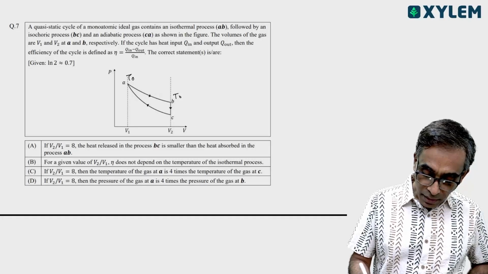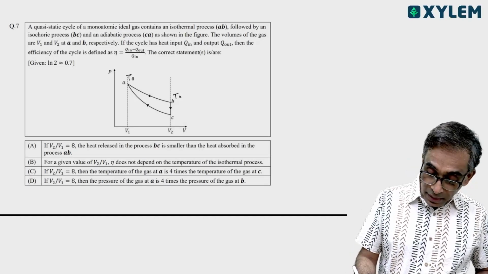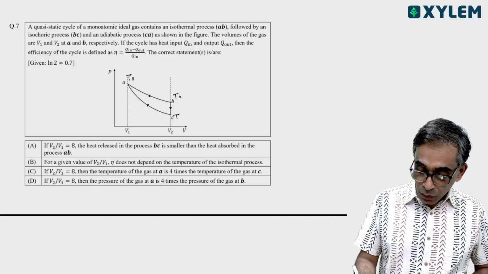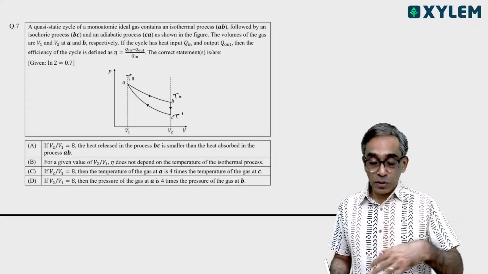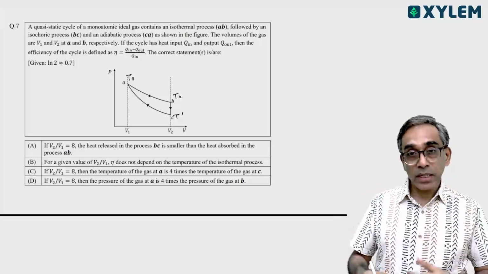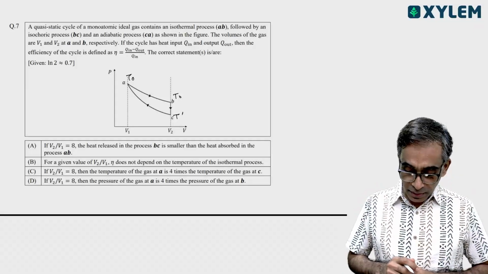And temperature in C should be different. It can be T dash. The pressure is decreasing, so temperature should change.